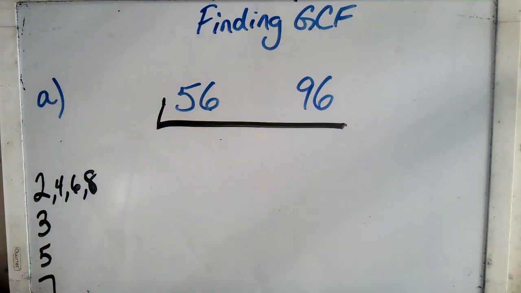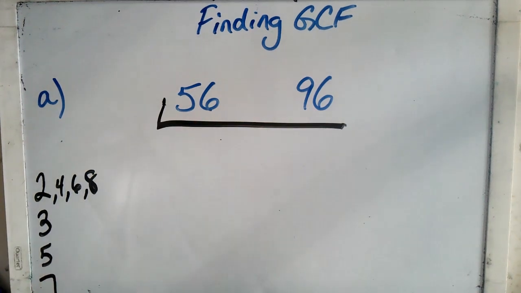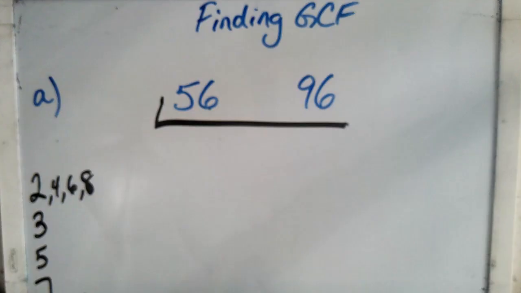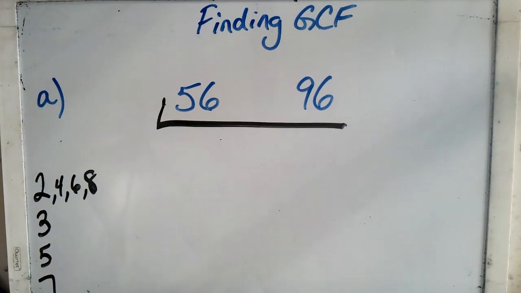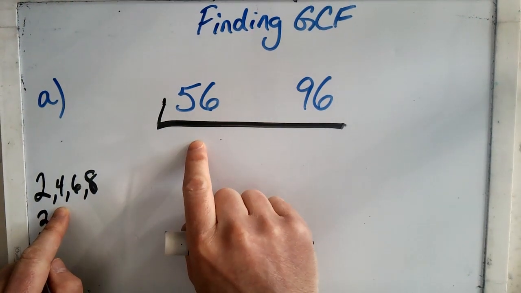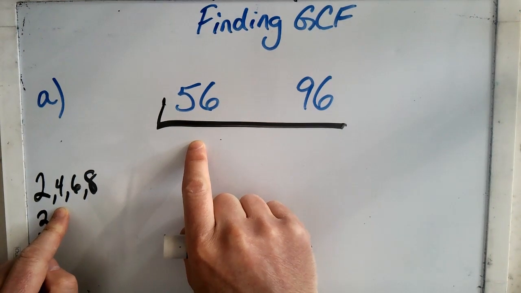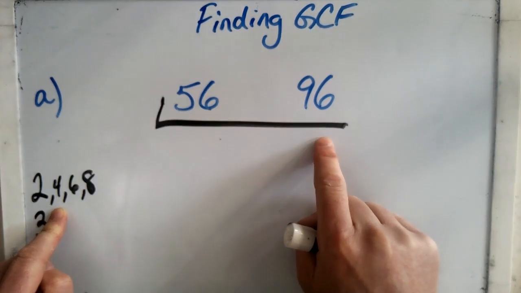So if you're stuck, always start with small primes, 2, 3, 5, 7. And if 2 goes into it, you can check some larger even numbers. So right away we check these. 2 goes into both. So if you need it, use your calculator, check 4. 4 goes into 56 and it goes into 96.